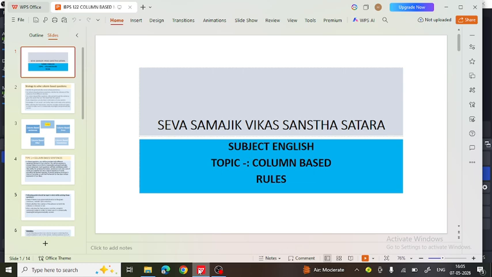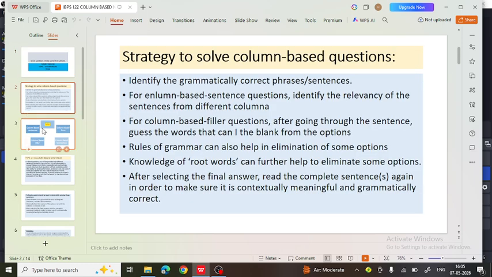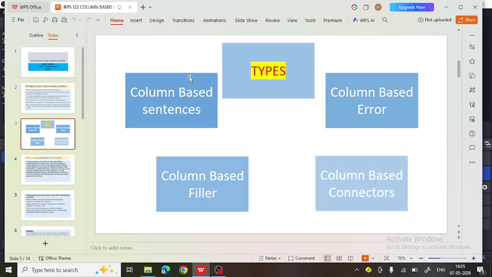Today in our English session we are going to continue a new topic, that is column based questions. What is a column based question? Here the questions can be of four types: column based sentences, where you have to arrange sentences from different columns and find their correct match; column based error, where you need to find the error; column based pillar (fill in the blanks); and column based connector. So four types are there for this column based question. One by one we will discuss all these types of questions. Today we are going to discuss column based sentences.